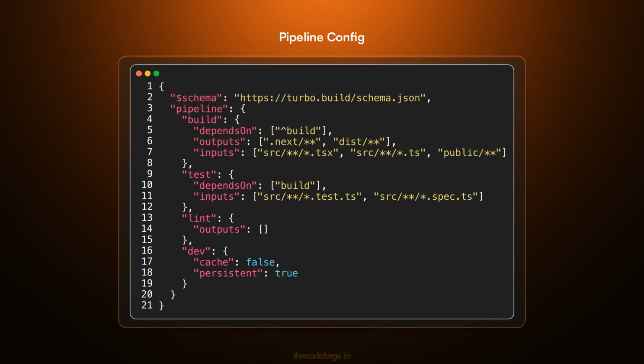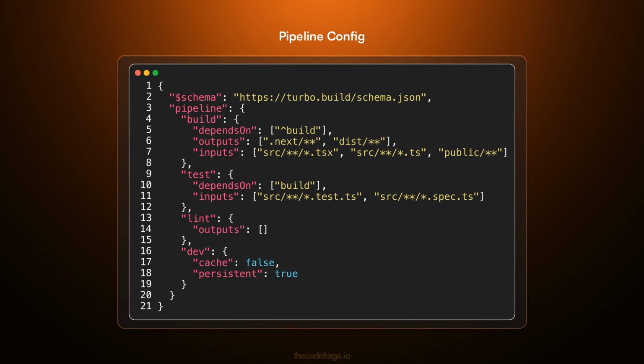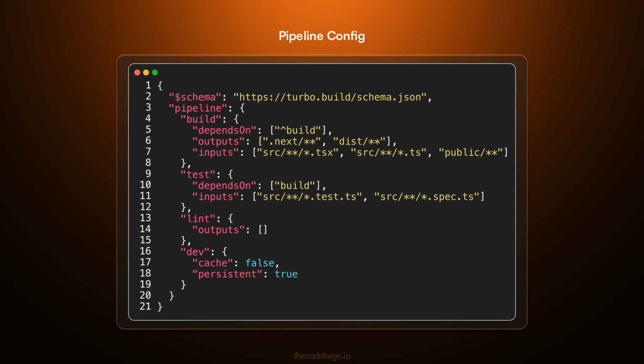Here's a typical pipeline configuration. The build task depends on upstream builds, specifies outputs and inputs for caching. Test depends on build, lint has no outputs, and dev is not cached. Make sure to list all input globs to avoid stale caches.